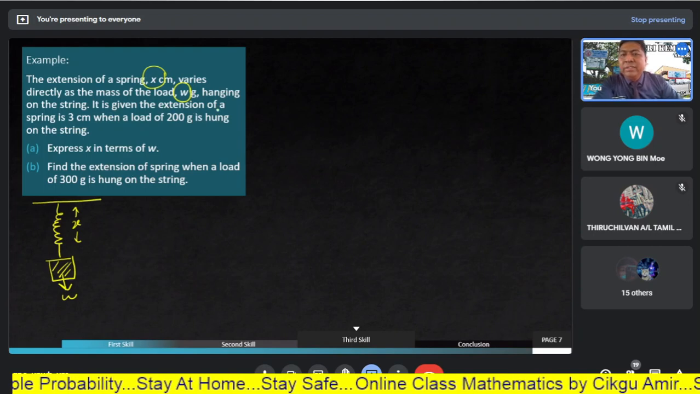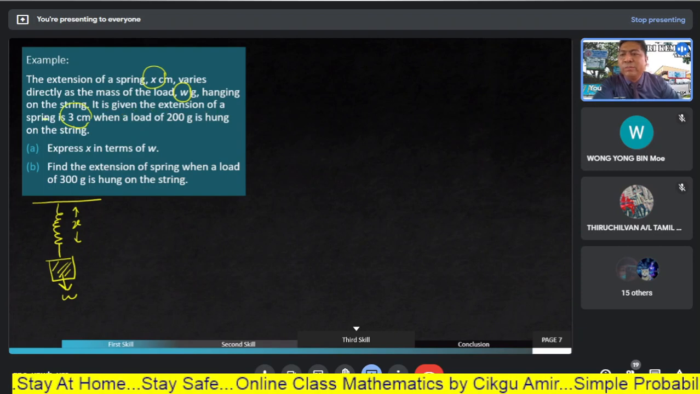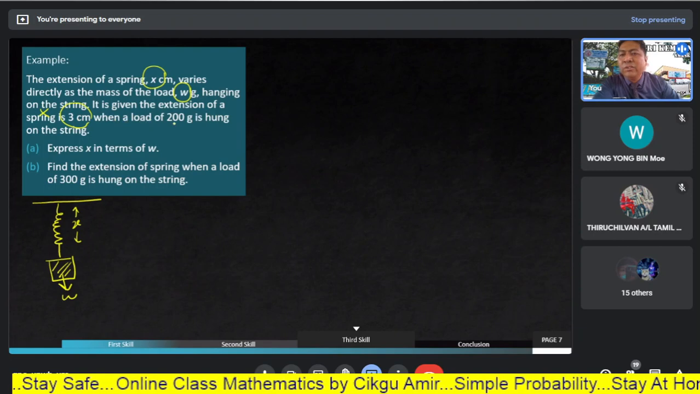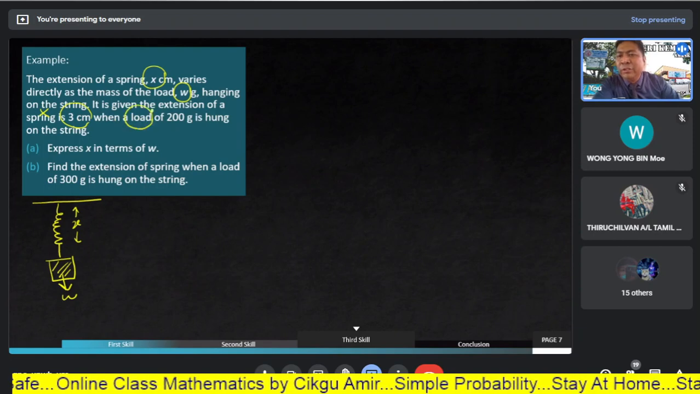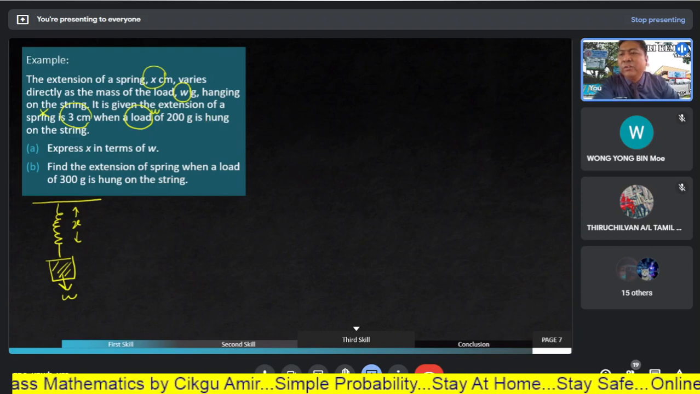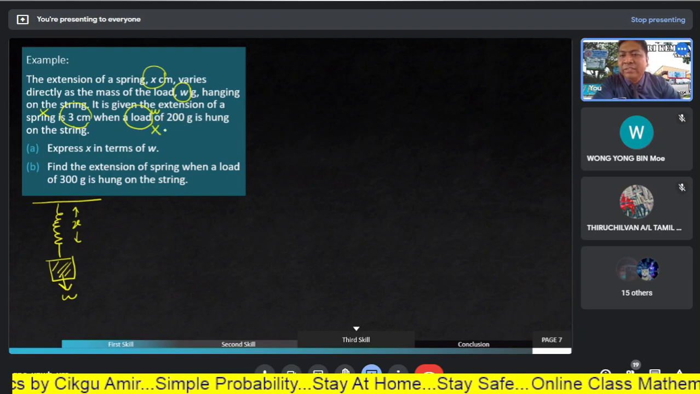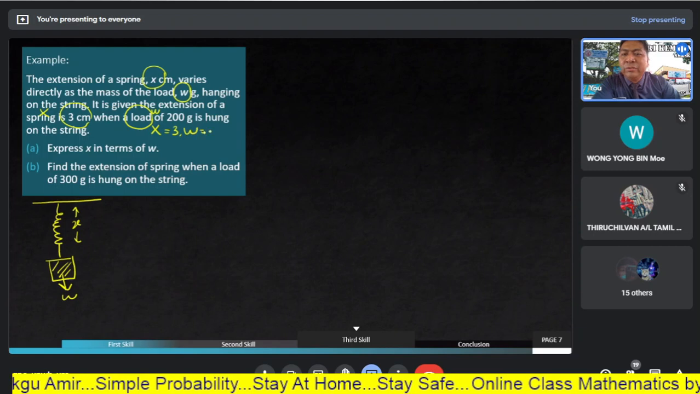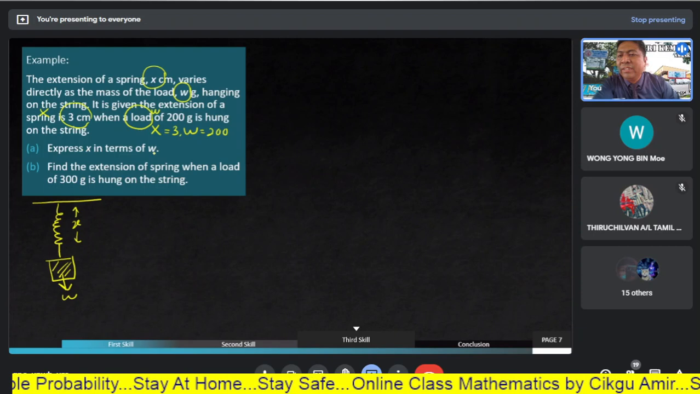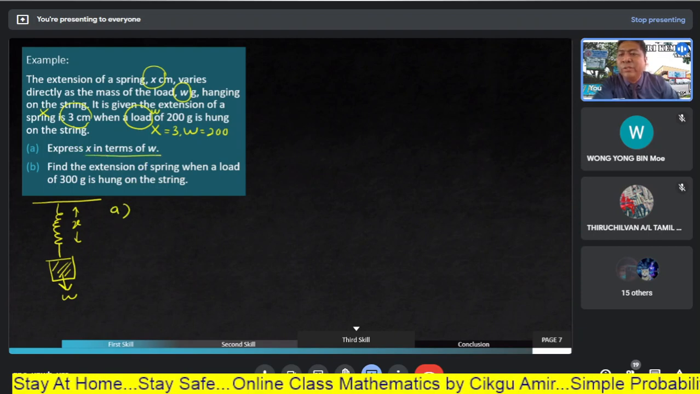It is given the extension of spring is 3 cm. The extension of a spring, this is X, is 3 cm, when a load W of 200 gram is hung on the string. Okay, so when X is 3, W is 200. A. Express X in terms of W.